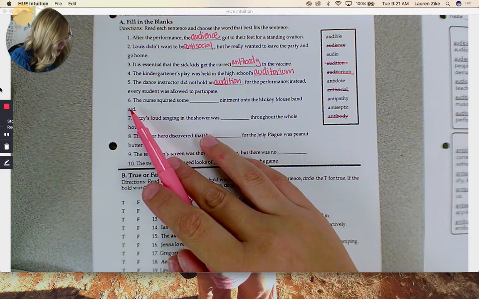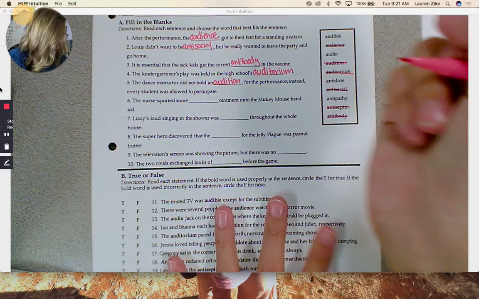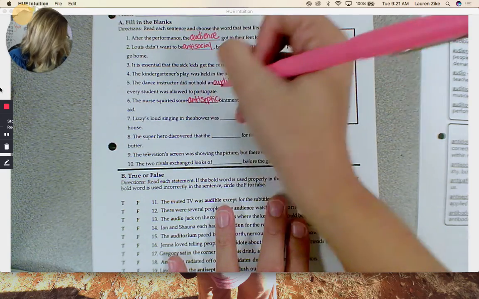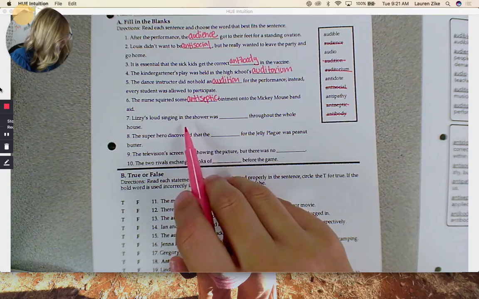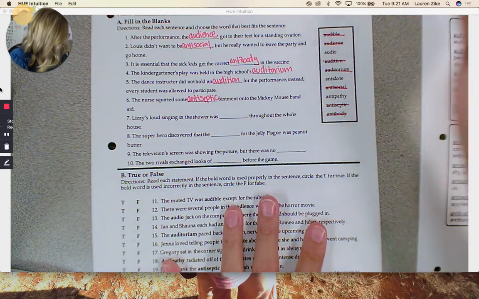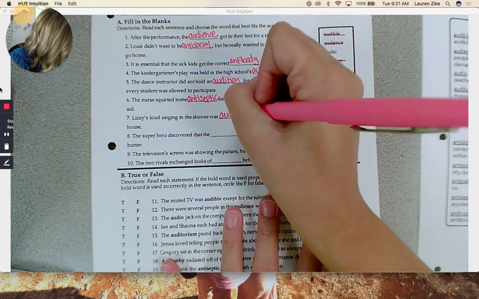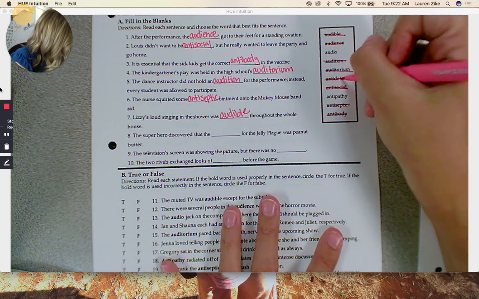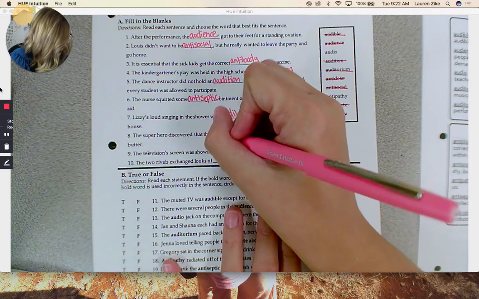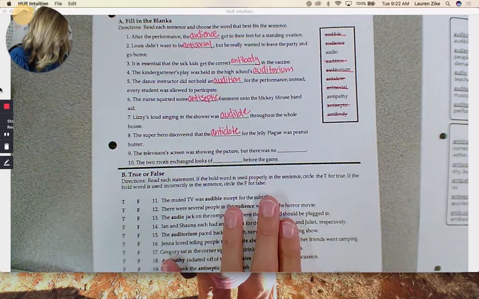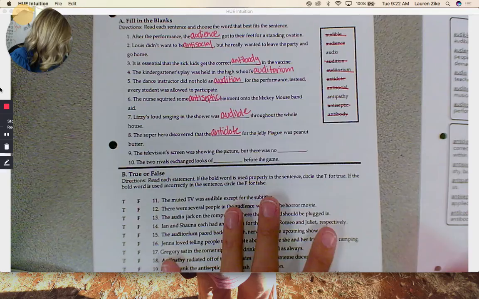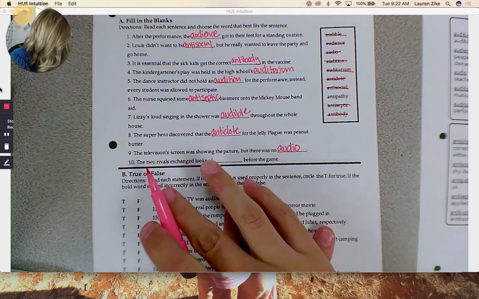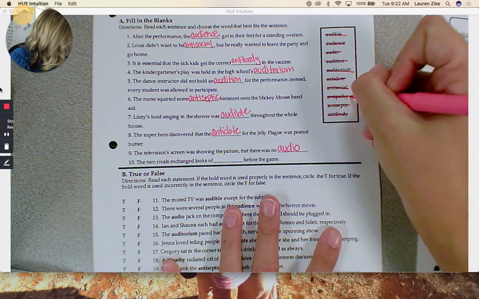Number 6, the nurse squirted some antiseptic ointment onto the Mickey Mouse Band-Aid. Number 7, Lizzie's loud singing in the shower was audible throughout the whole house. Number 8, the superhero discovered that the antidote for the jelly plague was peanut butter. Number 9, the television screen was showing the picture, but there was no audio. And number 10, the two rivals exchanged looks of antipathy before the game.